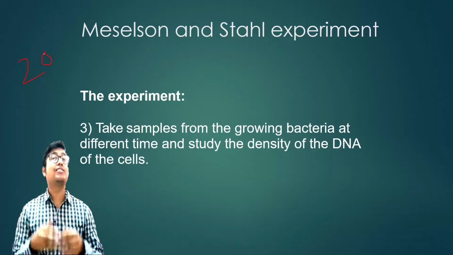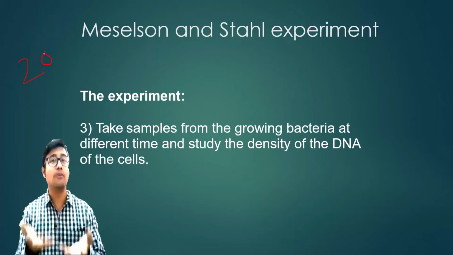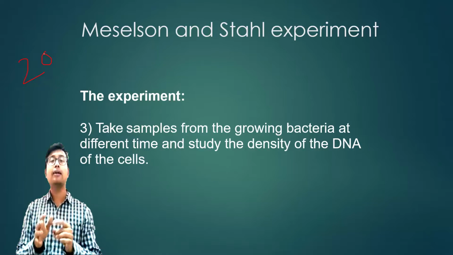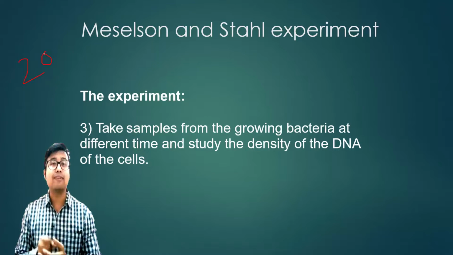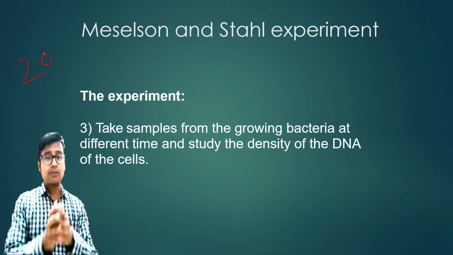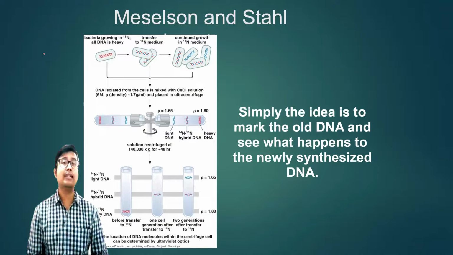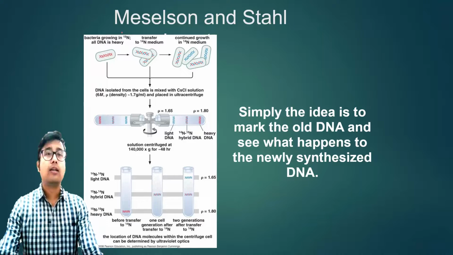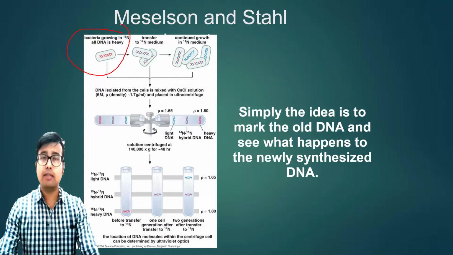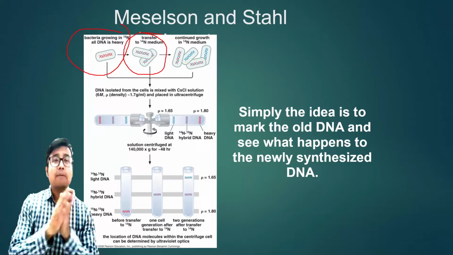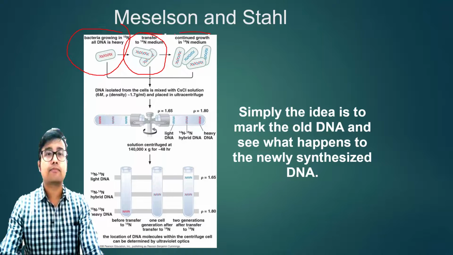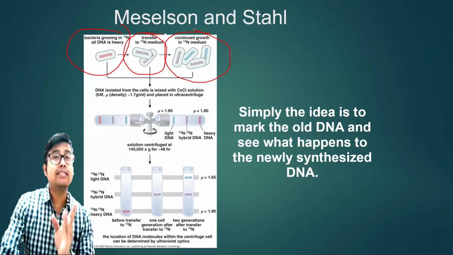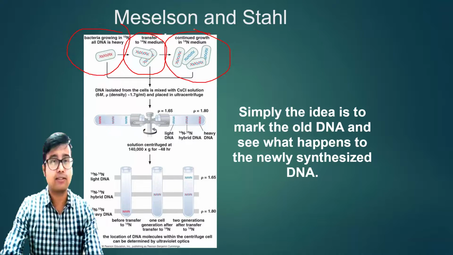Mind it, in today's date it is very easy. You can simply sequence a DNA and you will know what the structure is. But back in the day, only DNA isolation was possible. Sequencing was not available. It's 1958, so this experiment was of tremendous value. Now what they did was, bacteria was growing in heavy medium, and they transferred the bacteria to the light medium. So now in subsequent generations, the daughters are synthesizing the strands from the medium that contains light nitrogen.